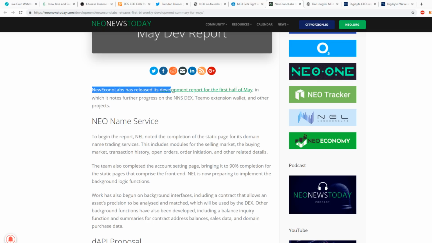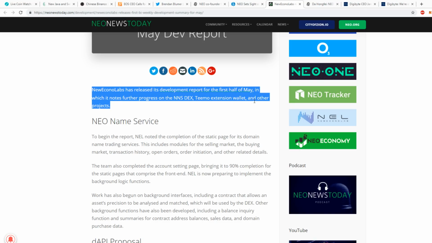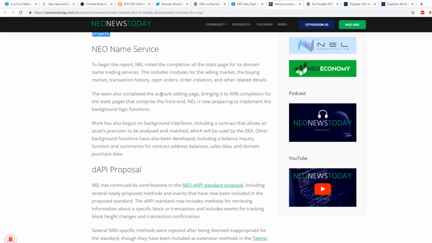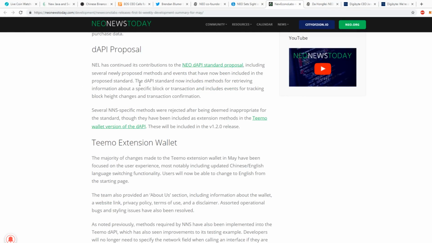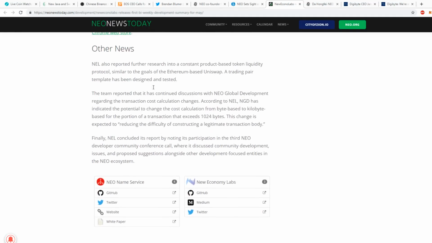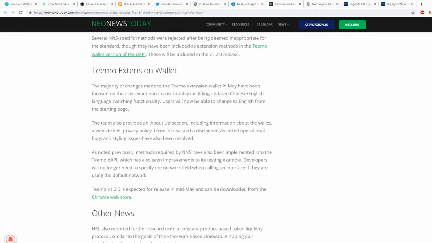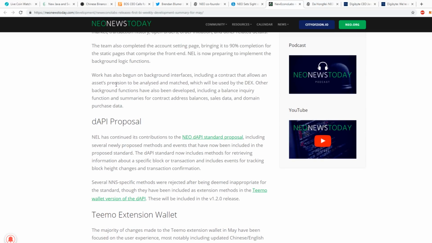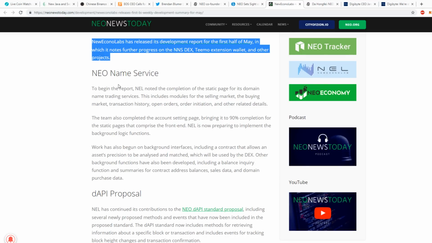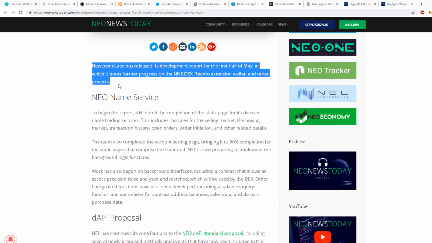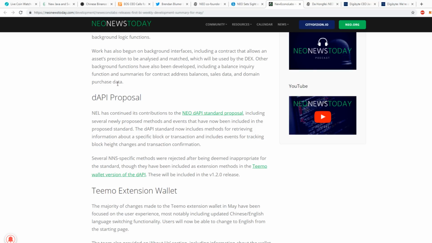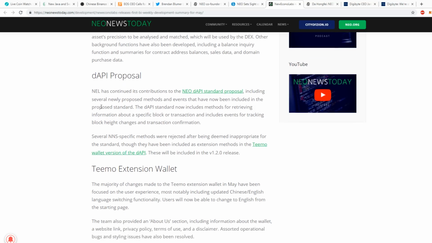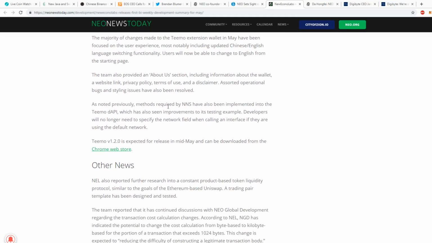New Econolabs has released its development report for the first half of May, in which it notes further progress on the NNS, DEX, Timo Extension Wallet, and other projects, and I've seen it all come by so many times that I don't know what to update for you guys, but if you did not know about anything right here, just quickly pause it and read through. Otherwise, I really don't know what's too basic and what is new. All these things are kind of old, so do you need a summary from me? Do I need to cover summaries like this? Do I need to give you guys more updates on NEO?